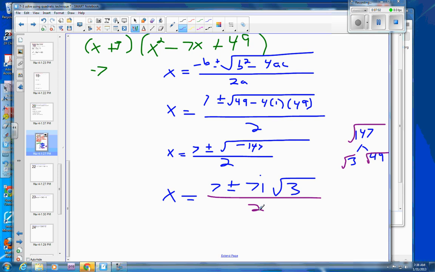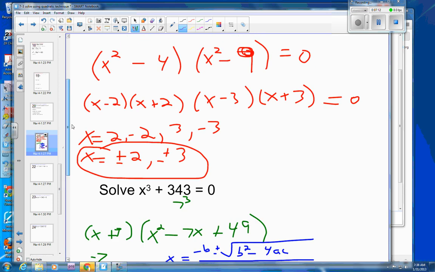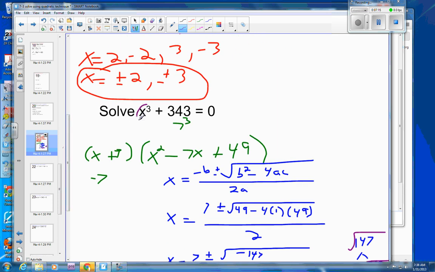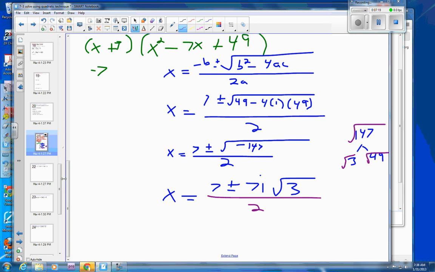And so our answers: we have negative 7 up here. So x is equal to either negative 7 or 2 imaginary solutions. And so that gives us 3 possible solutions. Our polynomial had a degree of 3, and we have 3 solutions, so we are good.